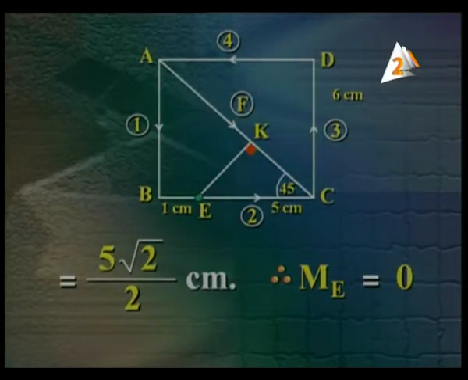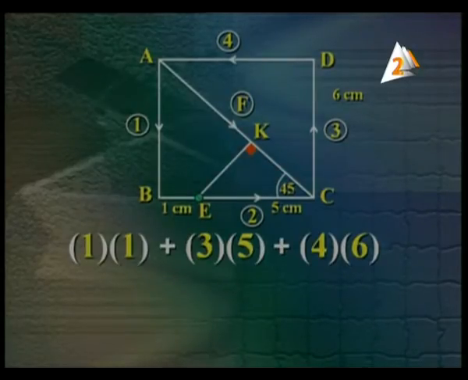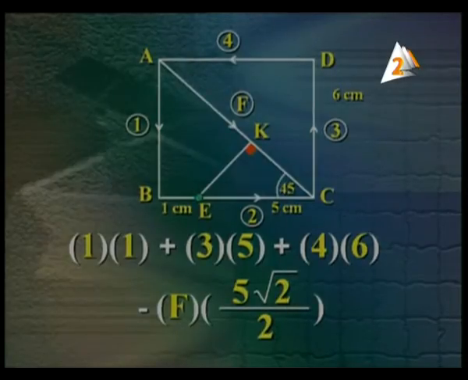We take that 1 times 1 plus 3 times 5 plus 4 times 6 minus F times 5 root 2 divided by 2, which is equal to 0. And we get that 40 equals 5 root 2 over 2 F, which tends to F equals 8 root 2 Newton. Another one.